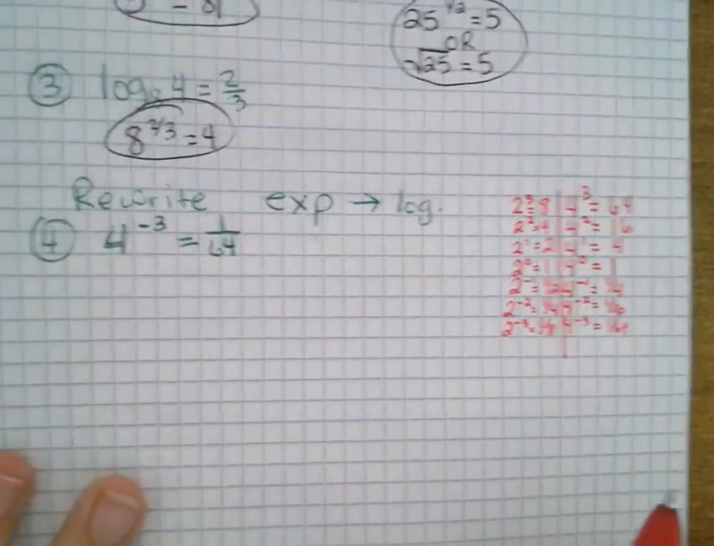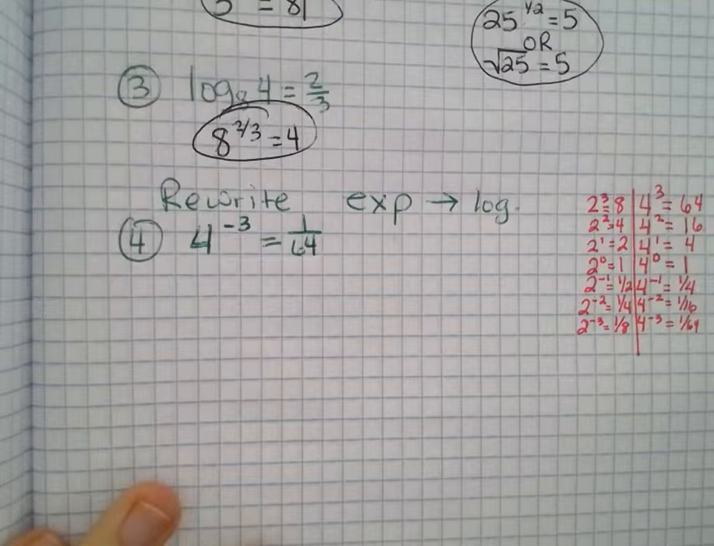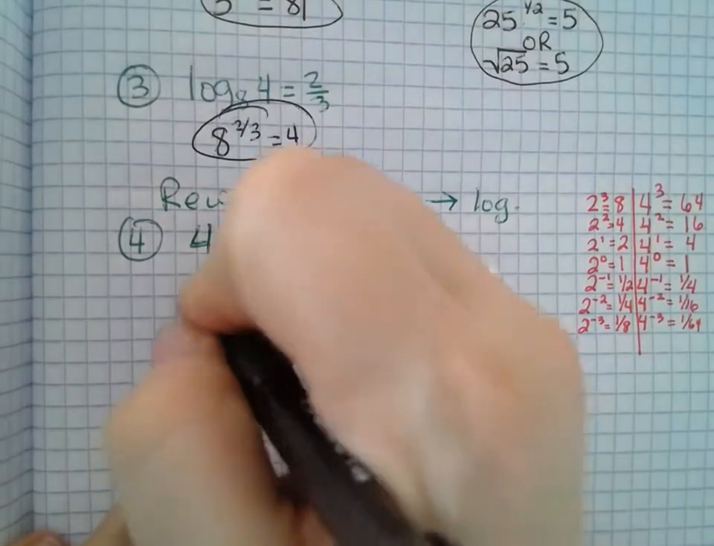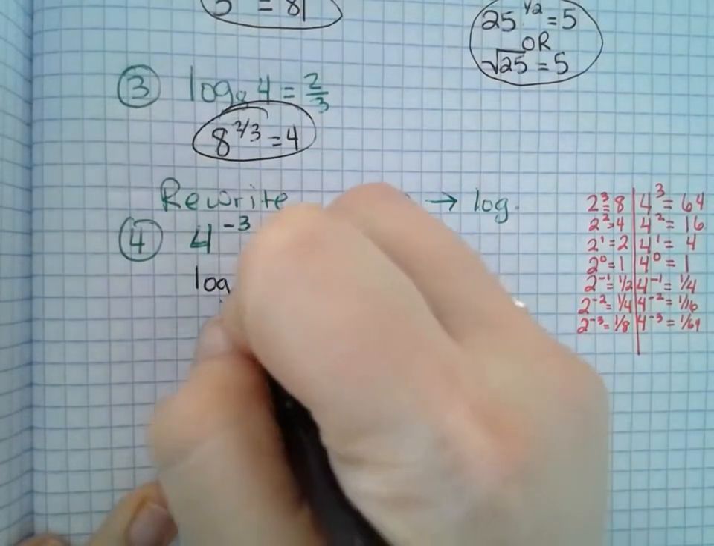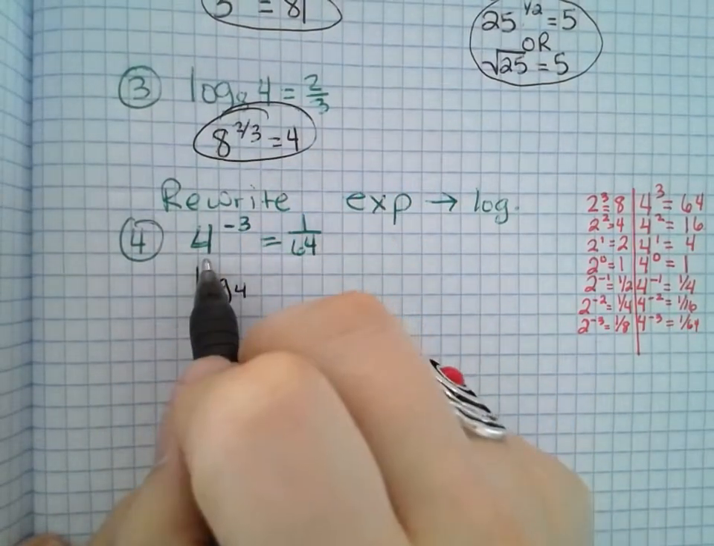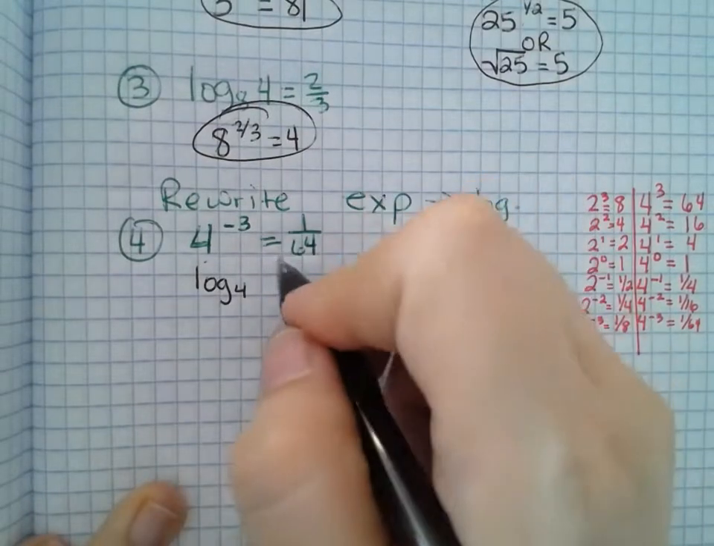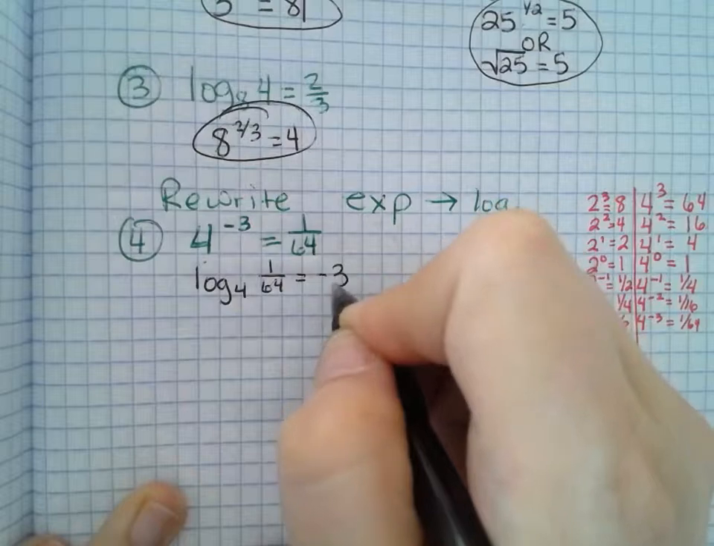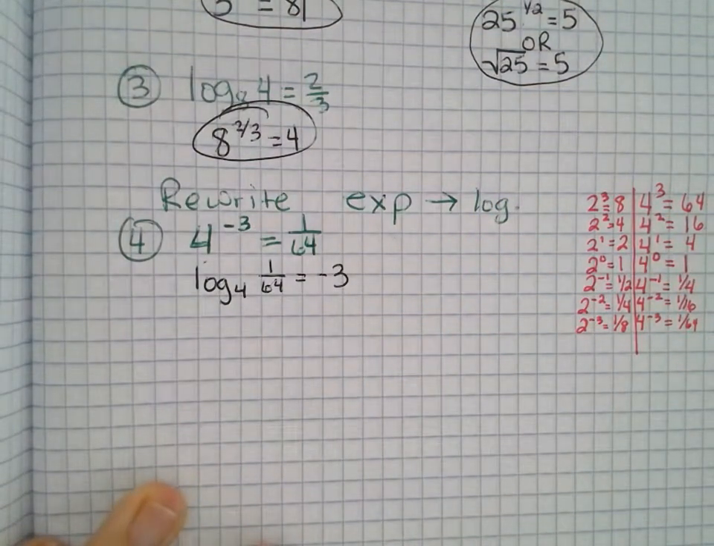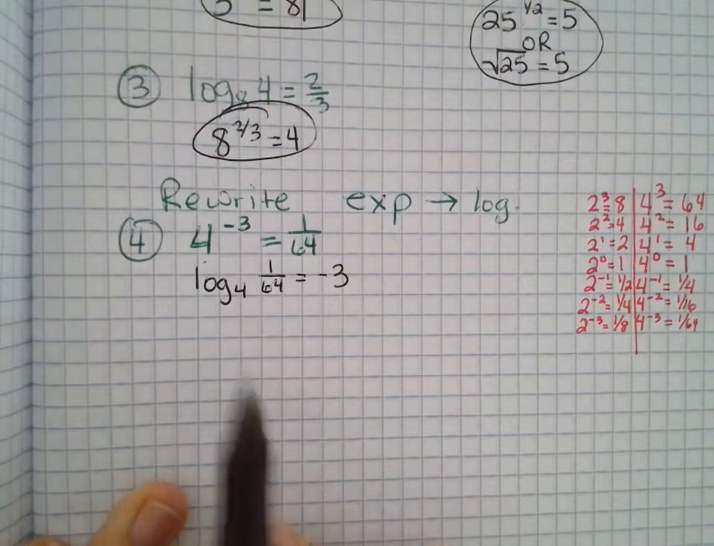Okay, so back to the original example, before I got to bird walking. This would be log base 4, because that's the base, of 1 over 64 equals negative 3. Remember, the answer to a log is always an exponent. So that's how that would all fall into place there.